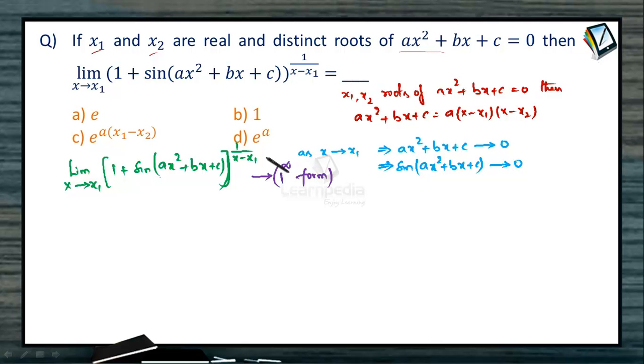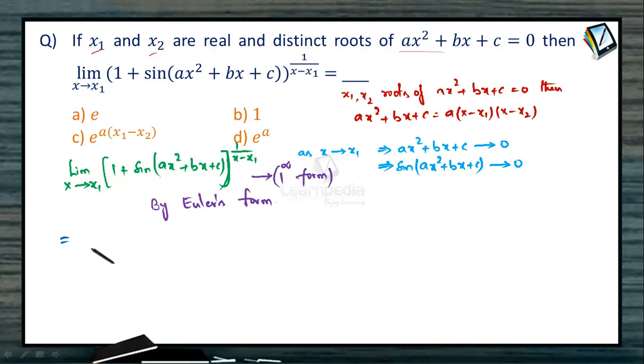So shall we say this expression is in the 1 to the power of infinity form? As the power is 1/(x1 − x1), that is 1/0, the power is tending to infinity and the base is tending to 1 at the given limit. Then the limit is in the form 1 to the power of infinity. Which formula would help us find the limit? Yes, Euler's form.